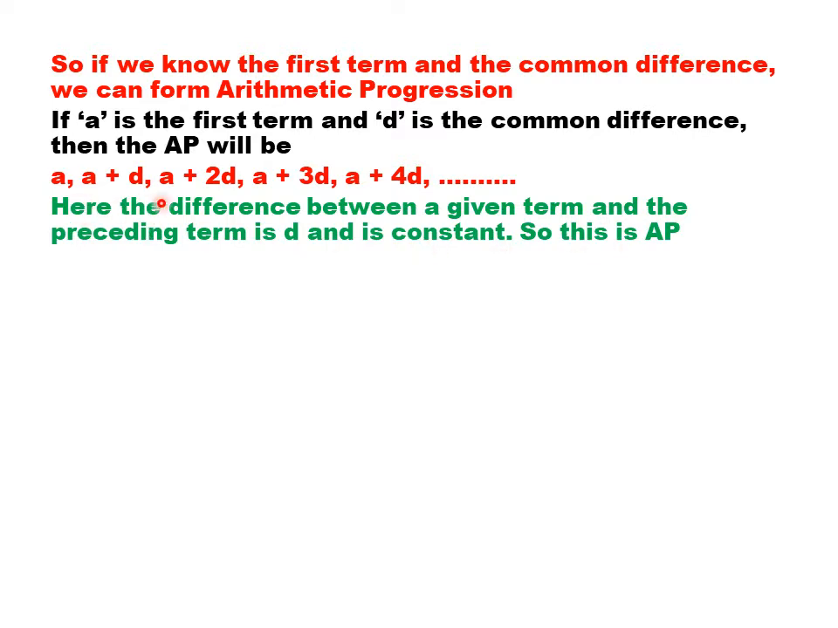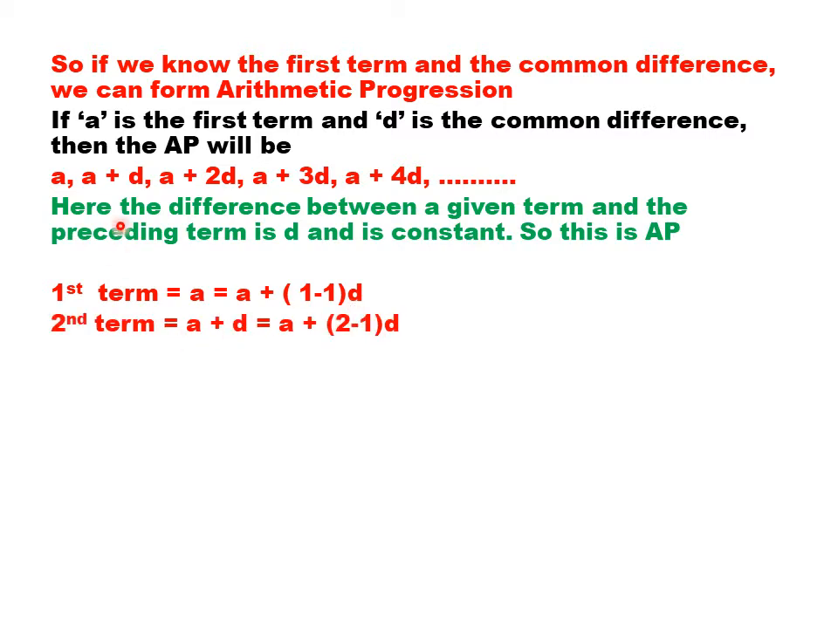So a, a plus d, a plus 2d, a plus 3d, a plus 4d, etc. is an arithmetic progression. Here the first term is a. So a we can write as a plus (1 minus 1) into d, since 1 minus 1 is equal to 0. So we can write the first term as a plus (1 minus 1) into d, which is equal to a. The second term here is a plus d. So a plus d we can write as a plus (2 minus 1) into d. 2 minus 1 is 1, so it is a plus d.